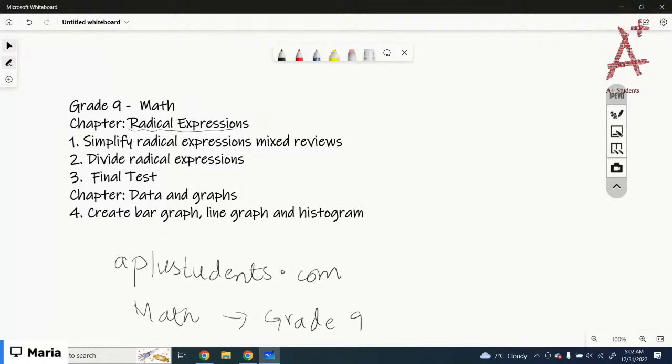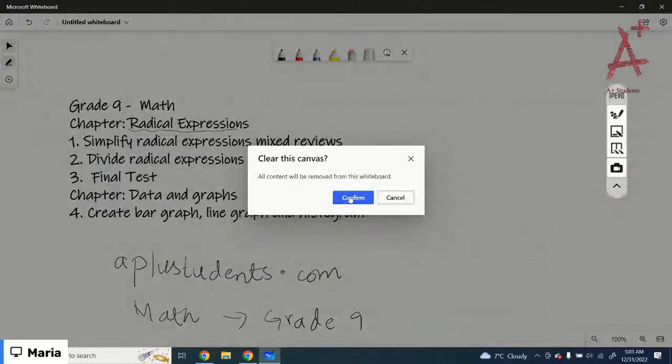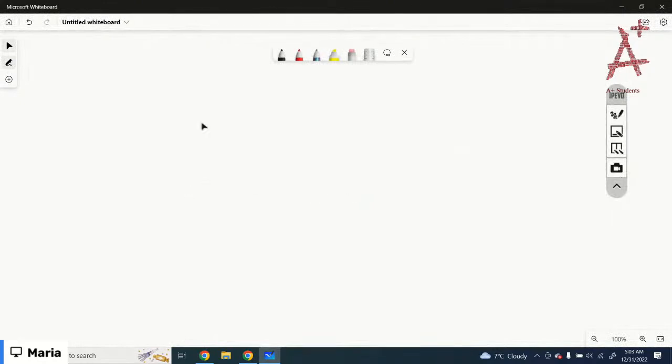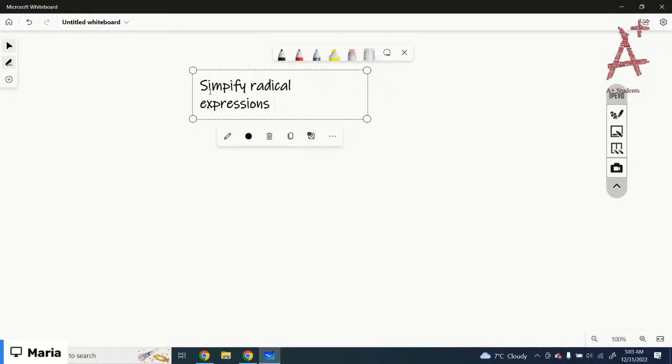So let's just start with the first lesson, that is simplify radical expressions, mixed reviews. So let me just write down the lesson name, then we'll start. Please make sure you have your notebook and pencil so that you can note down the important examples and definitions as well. So the lesson name is simplify radical expressions, mixed reviews.